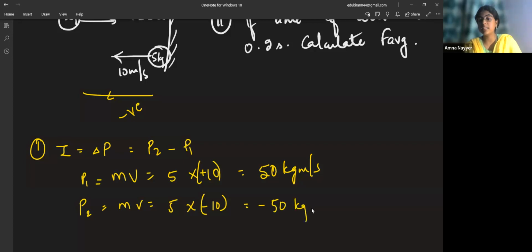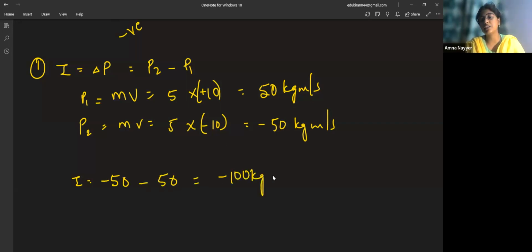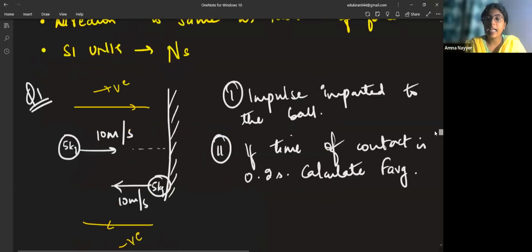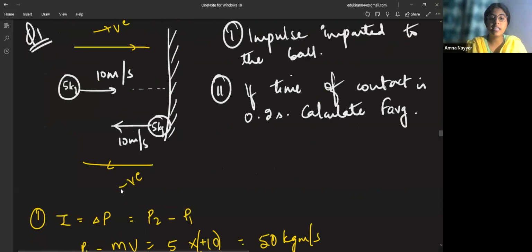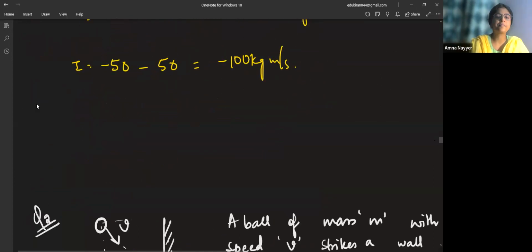You will get the exactly opposite answer if you do not apply sign convention. This is minus 50 kg meter per second. Otherwise, if you do not apply sign conventions, this will also be 50, and 50 minus 50 would be 0. Whereas the answer is P2 minus P1. What is P2? Minus 50. Minus what is P1? 50. Your answer is minus 100 kg meter per second. What is this minus sign depicting? That the direction is towards negative, so the direction is towards the left. That is the negative x-axis. I can put minus i cap also.